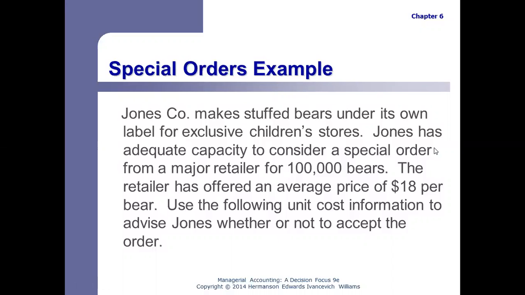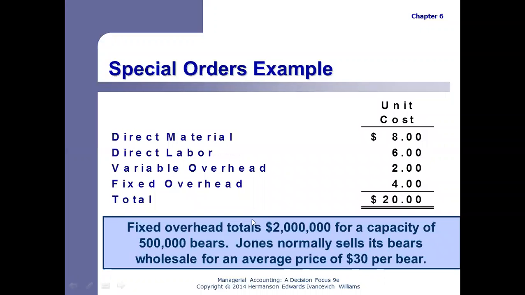Okay, so in other words, these guys do have enough capacity to make this 100,000 bears. The retailer offers $18 per bear. So they say, we'll buy 100,000 bears from you at $18 each. So let's see whether Jones Company should accept this order or not.